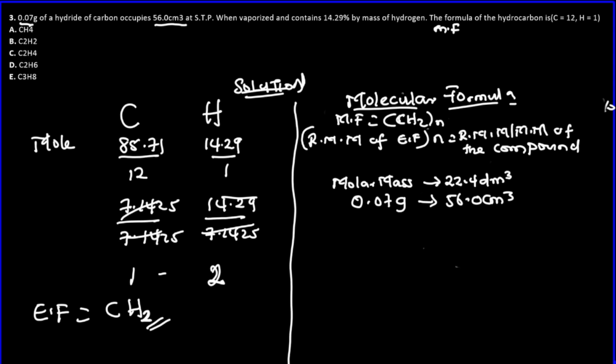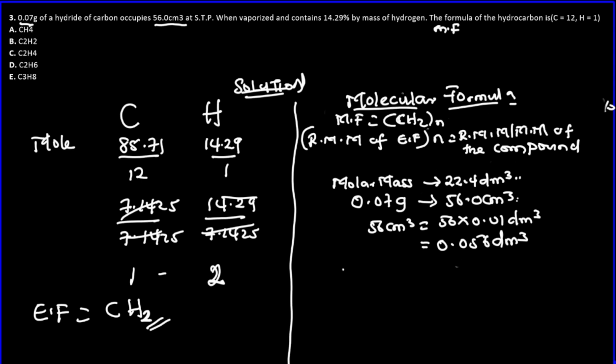Now we cross multiply, but we can't cross multiply directly. Why? Because these units have to be the same. Though they are both units for volume, both of them have to be either dm cube or cm cube. I hope this is clear. So let's convert 56 to dm cube. 56 cm cube equals 56 times 0.01 dm cube. If you want to convert cm cube to dm cube, just multiply by 0.01. So this becomes 0.056 dm cube.